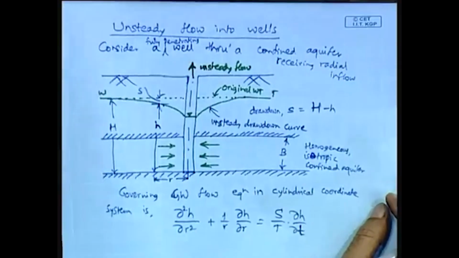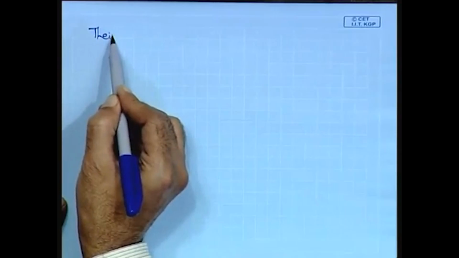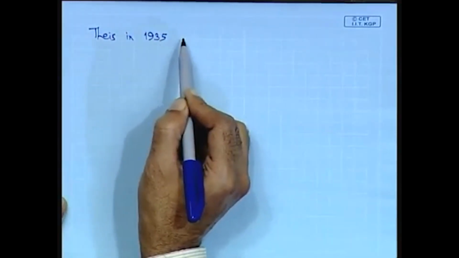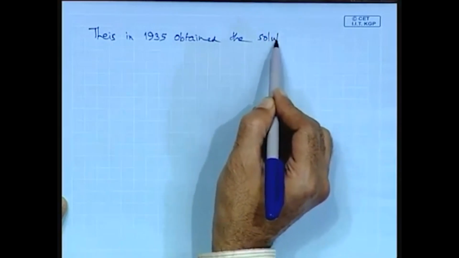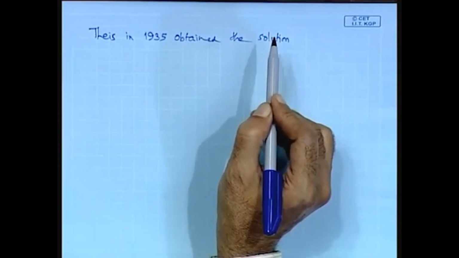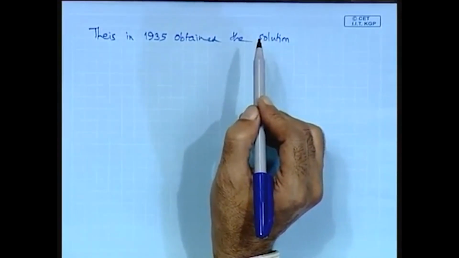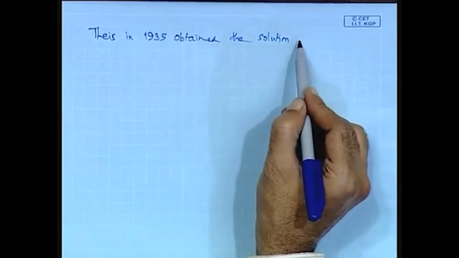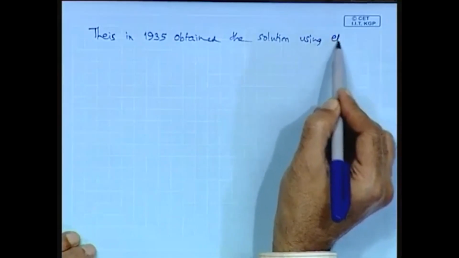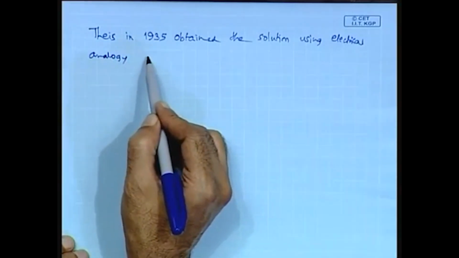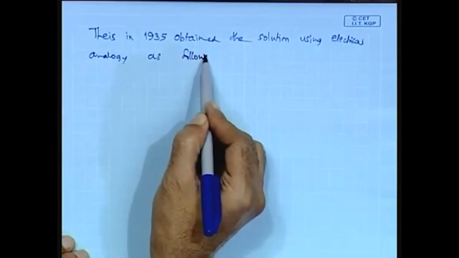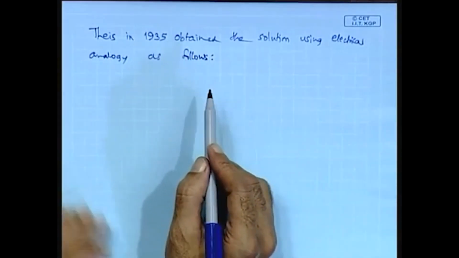So, for this case, it was Theis in 1935 who obtained the solution using the electrical analogy as follows. That is why this equation is known as the Theis equation.